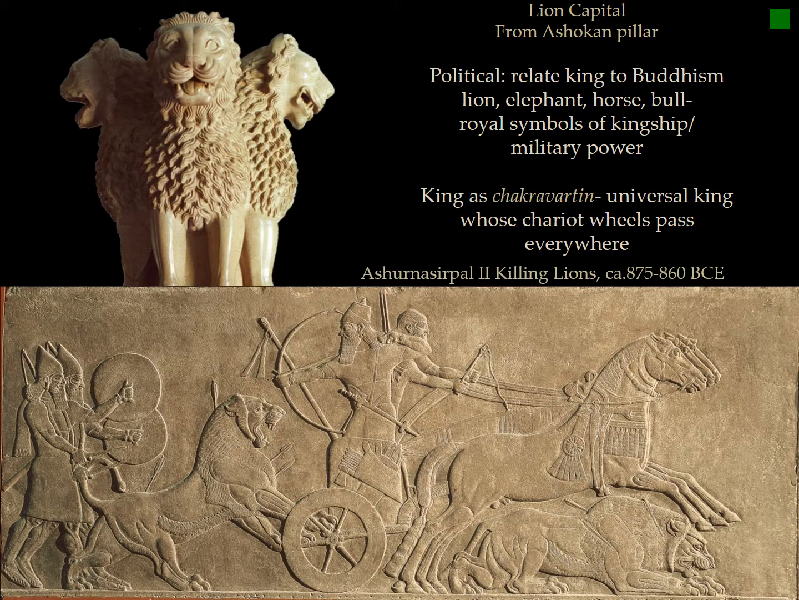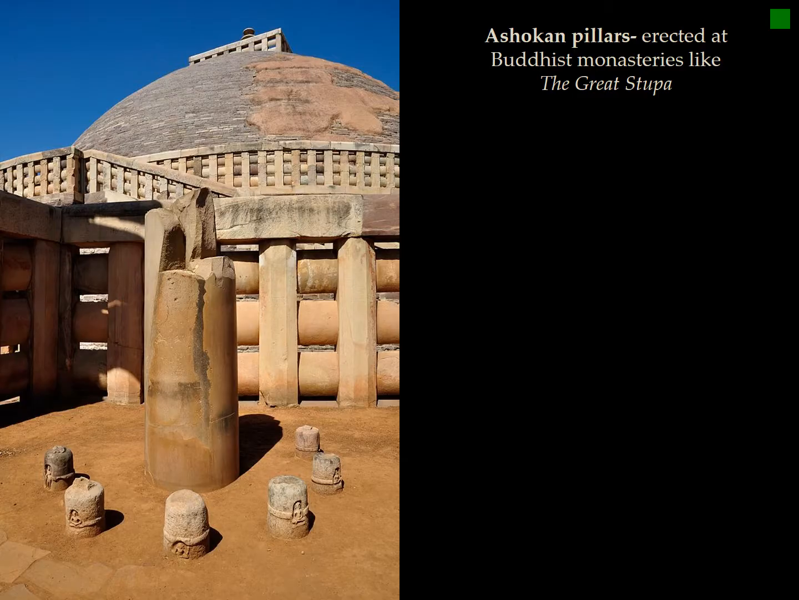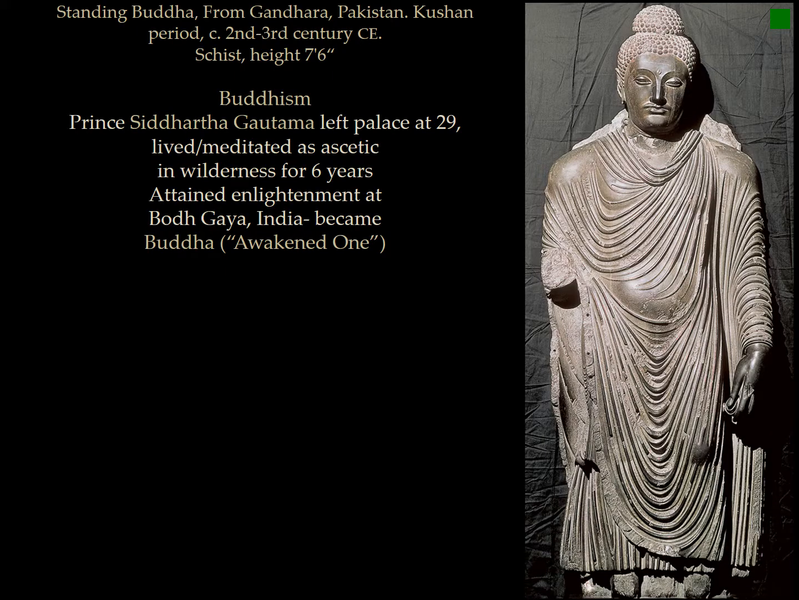Just as in the West, this association of lions and kingship is going to be very well established and far-flung from Mesopotamia all the way to Western Europe. Now, we find that in the West, the notion of having a column commemorating and relating to military and political victories is going to begin with Trajan, and every emperor after him had to have one of these carved columns. Ashokan pillars are also erected at Buddhist monasteries, like the one at the Great Stupa.